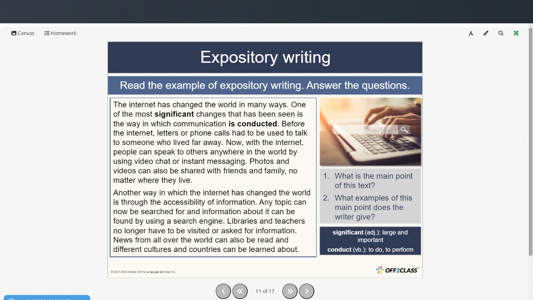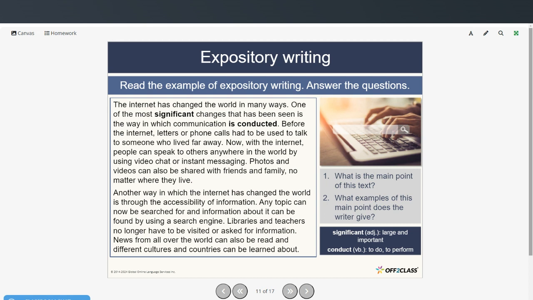Right? This is an example of expository writing, and we have two vocabulary words. Significant is an adjective that means large and important, and conduct is a verb meaning to do or to perform.